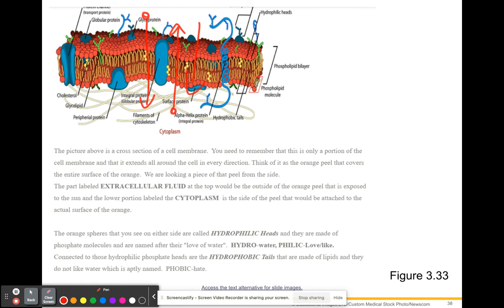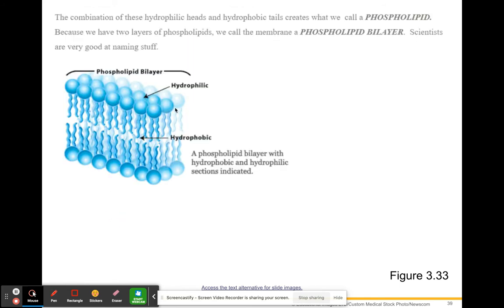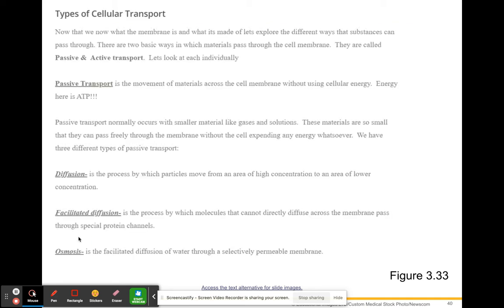And there's a whole bunch of ways that we can take things into and out of the cell. We talked about hydrophilic and hydrophobic already, so we're not going to talk about that. We also talked about the phospholipid bilayer, so we're not going to spend time on that anymore as well. Okay, here are the ways that we can do transport. There are two major types of transport: passive and active. We're going to take a look at each one of these individually. The difference between the two is that active transport requires energy in the form of ATP.